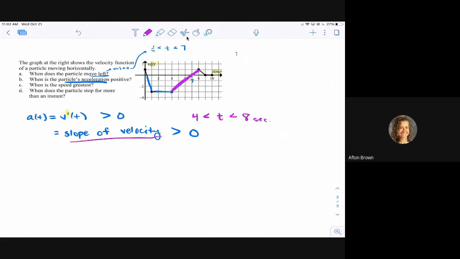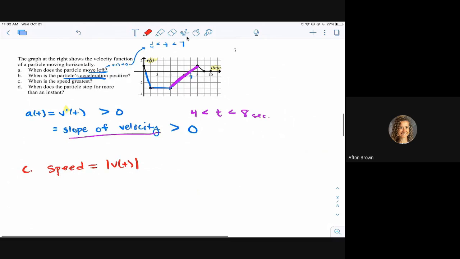Okay, on C. C talks about speed. What have we said? What is speed equal to? Very good. So I'm going to sketch a graph of the absolute value of this function. So I'm going to take this graph. I'm going to try doing it right next to it. I graph speed. Anything that's positive stays positive.